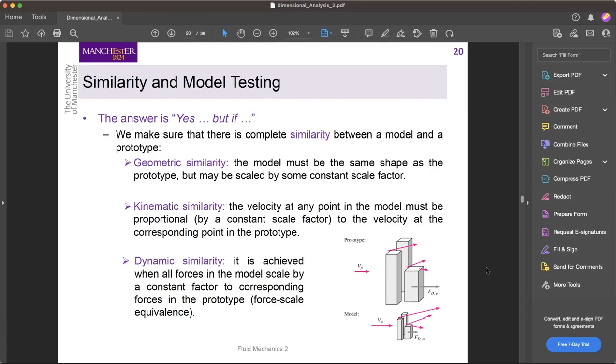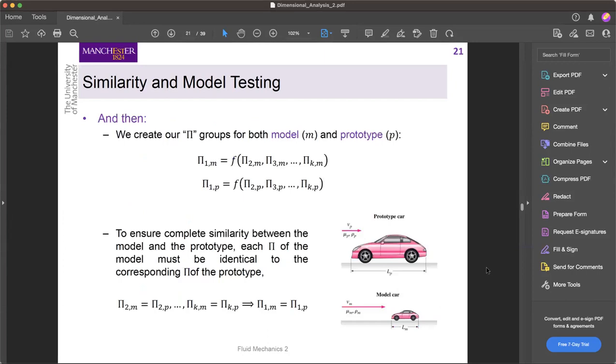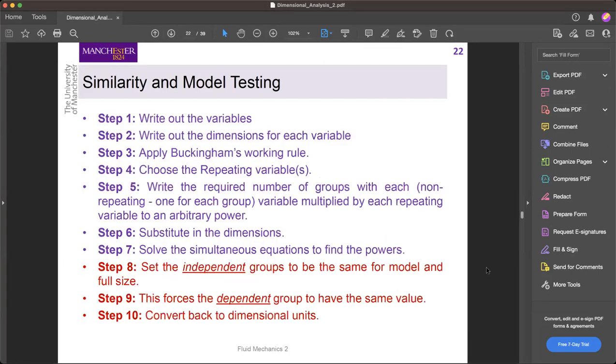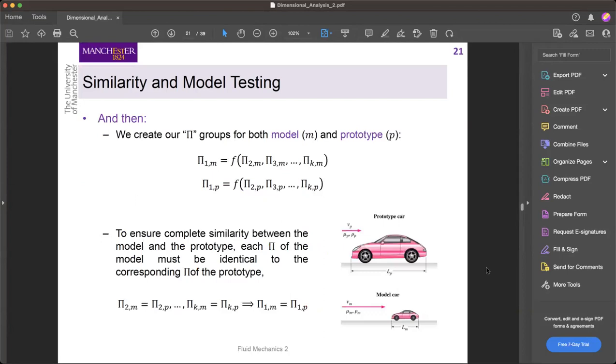Kinematic similarity: velocities in the model are scaled by a constant factor with respect to the prototype. And dynamic similarity: forces are scaled by a constant factor. Please keep in mind the meaning of geometric, kinematic, and dynamic similarities. Then we went through some examples. The main goal of these examples is to let you know why we need dimensional analysis.